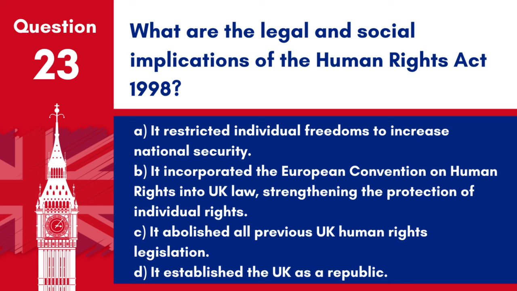Question 23. What are the legal and social implications of the Human Rights Act 1998? A. It restricted individual freedoms to increase national security. B. It incorporated the European Convention on Human Rights into UK law, strengthening the protection of individual rights. C. It abolished all previous UK human rights legislation. D. It established the UK as a republic.